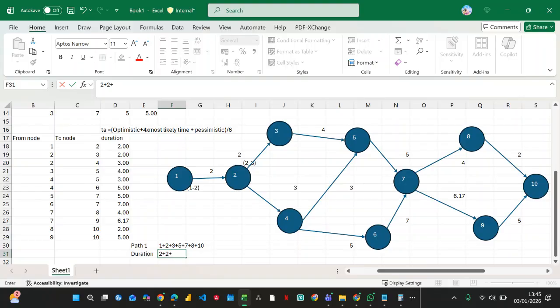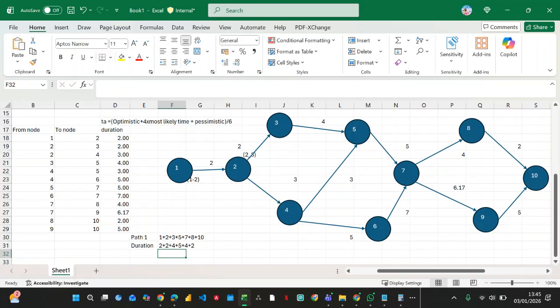2 plus 2 plus what? Plus 4. Plus 4, plus 5, plus 4, plus 5 again, plus 4, then plus 2, plus 4, plus 4, then plus 2. Perfect.